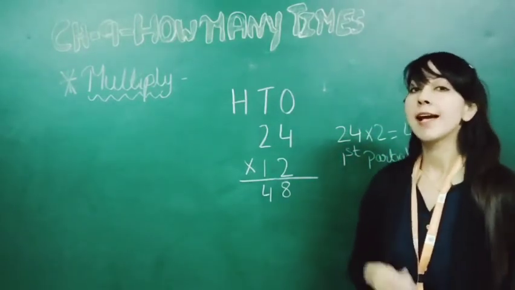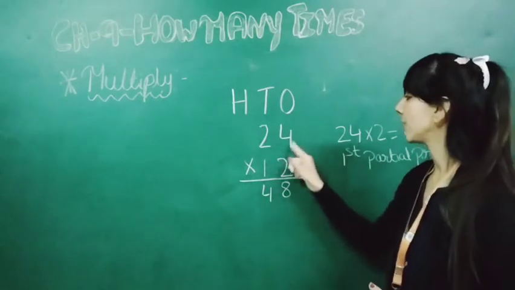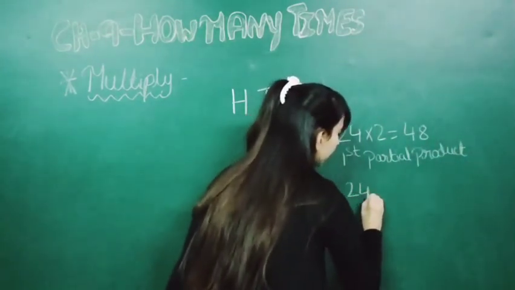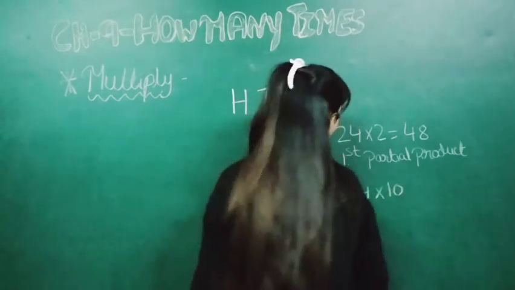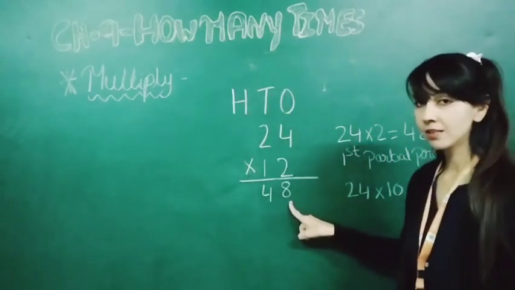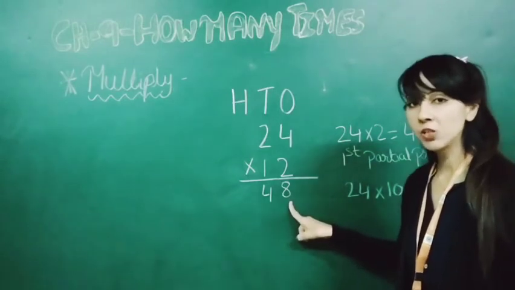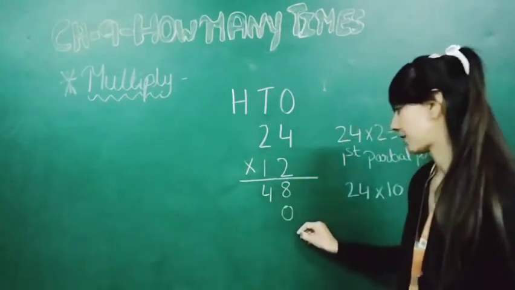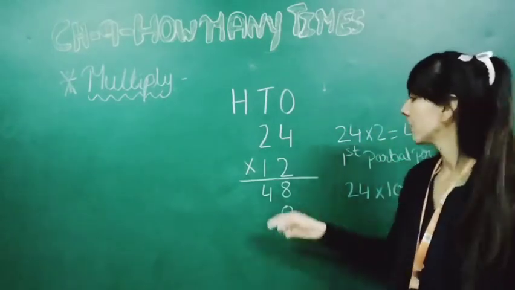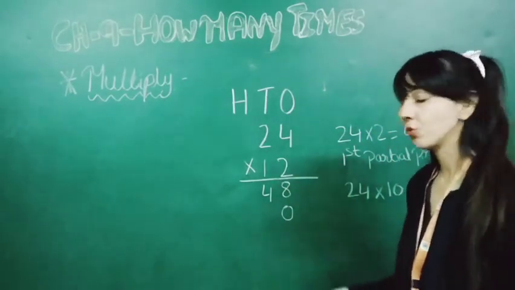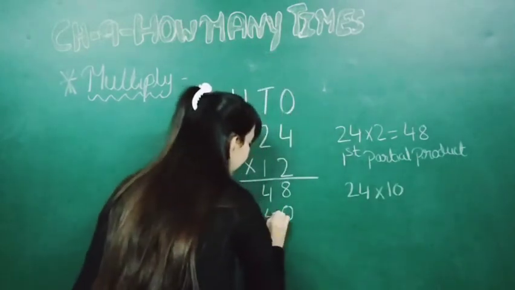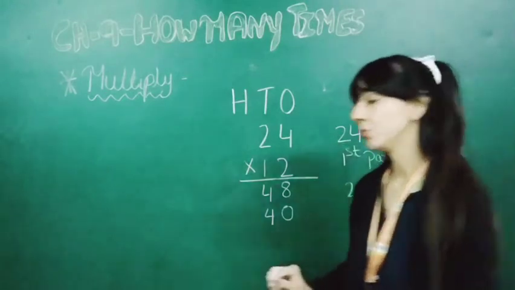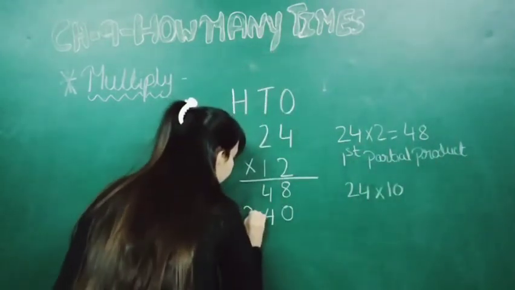So students, actually we are multiplying this 24 by 10. So here we will write 24 into 10. Here just below this 8, first of all we will put 0 in the ones place. Now 1 four is 4. This 4 will come in the tens place. And now 1 two is 2. That we will write in the hundreds place.